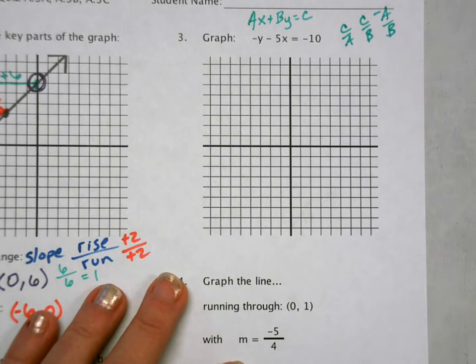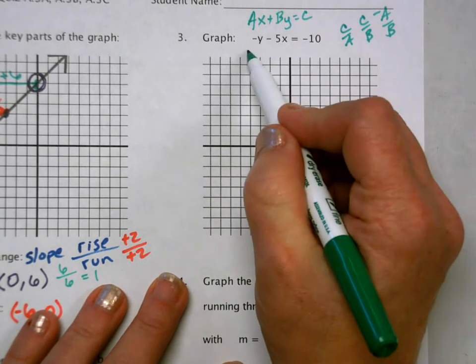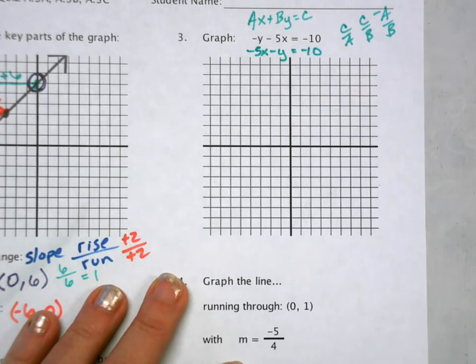Some people use it and find it easier. Some people don't use it, and that's fine. You're more than welcome to rearrange it, which is all that this is doing. It's just doing it the shortcut. Okay. So if I put this in the right order, I would have negative 5x minus y equals negative 10.